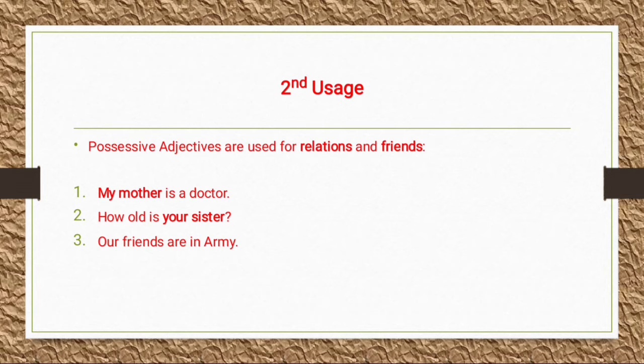Second usage: possessive adjectives are used for relations and friends, like my mother is a doctor. Mother is a noun and my is obviously a possessive adjective. So possessive adjectives are always used before a noun or pronoun. And how old is your sister? Our friends are in the army.